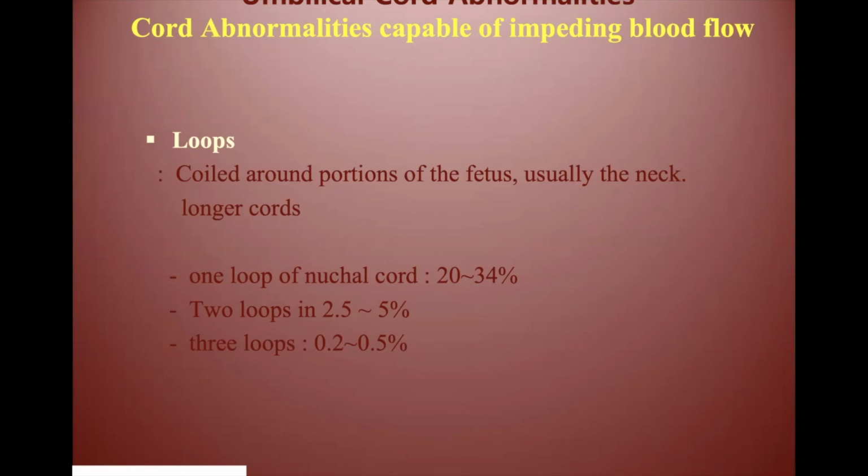Usually one loop is reported in 20 to 34% of deliveries, two loops in 2.5 to 5%, and three loops in 0.2 to 5% of deliveries. During labor, these loops can result in fetal heart rate decelerations that persist during contractions. Up to 20% of fetuses with a nuchal cord have moderate to severe variable heart rate decelerations, and these are associated with a lower umbilical artery pH.